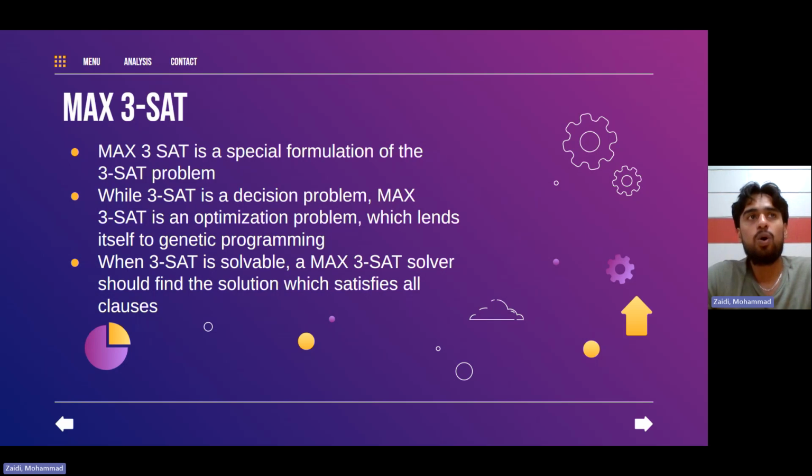It's possible that the whole formulation may not be satisfiable, but maybe all but one are satisfiable, or we want to see the maximum number of clauses that can be satisfied, even if that means all of them might not get satisfied. And so a max 3SAT solver would also find the solution for a 3SAT problem if there is one.